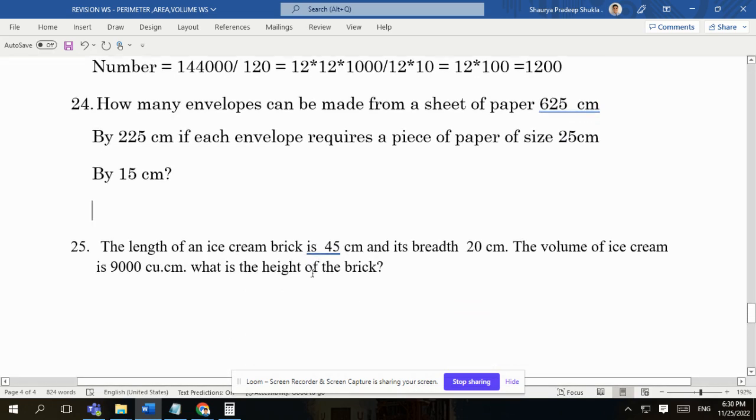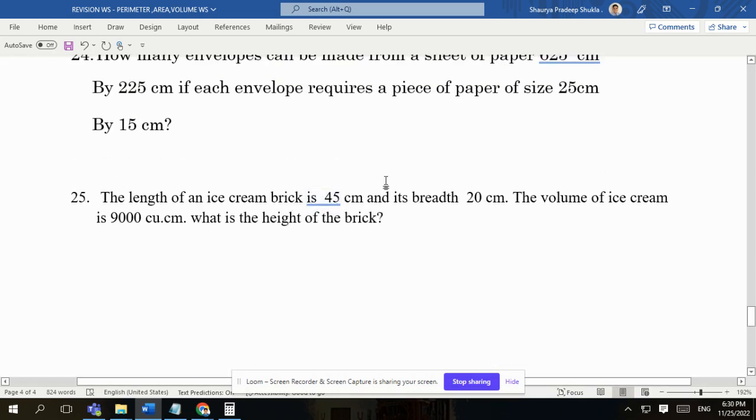All right. Last problem for the day, and we are done. The length of an ice cream brick is 45, and the volume of the ice cream is 9,000 cubic centimeter. What is the height of this? Very simple. 45 into 20 is 900. So here it is 900, and here 9000.